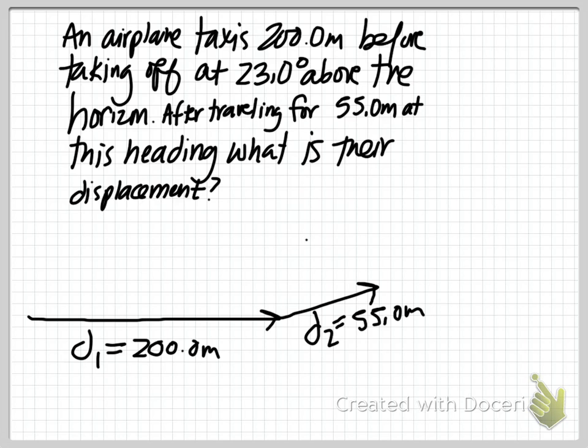Tail of your first vector to the head of your last vector. And I don't have to worry a whole lot about making those lines match up perfectly or making anything perfect, because I'm not going to solve this graphically. I'm going to solve it algebraically.